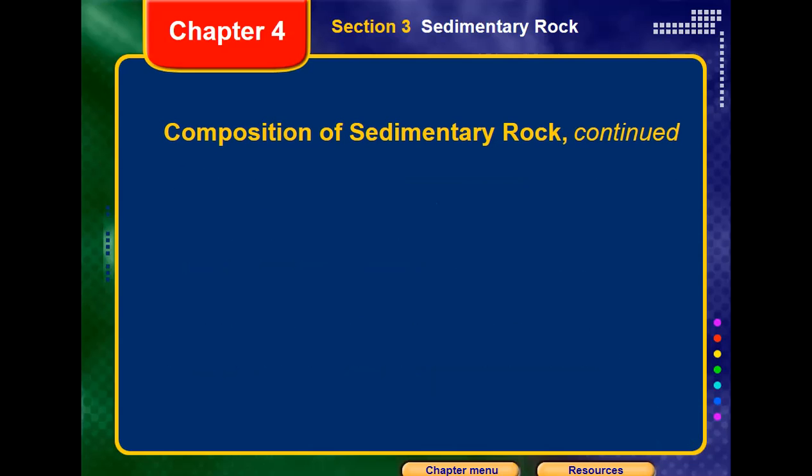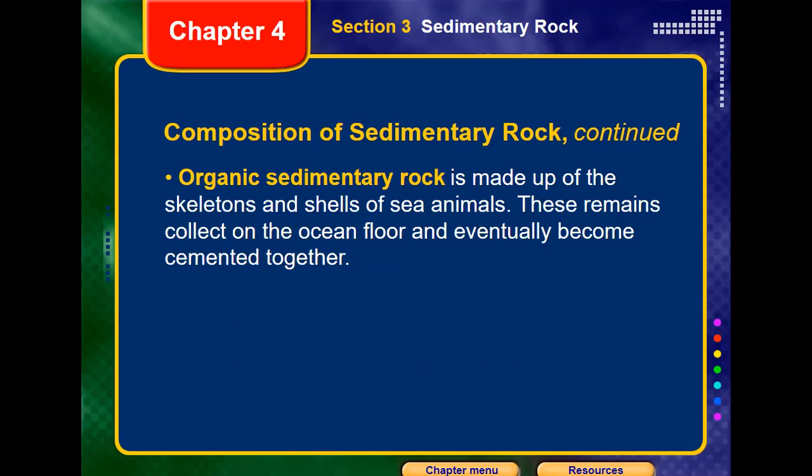Okay, so like this, we know two important things: we classify sedimentary rock based on how they are formed, or what the difference in their structure is. So we classify them into clastic sedimentary rocks and chemical sedimentary rocks. Now we have a third category, which is organic sedimentary rock. So what is organic sedimentary rock? Actually, organic sedimentary rock is made up of the skeletons and shells of sea animals. That's a new thing here.